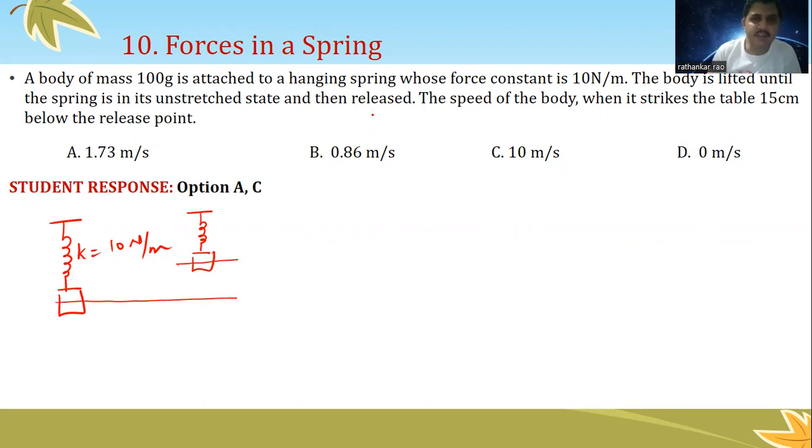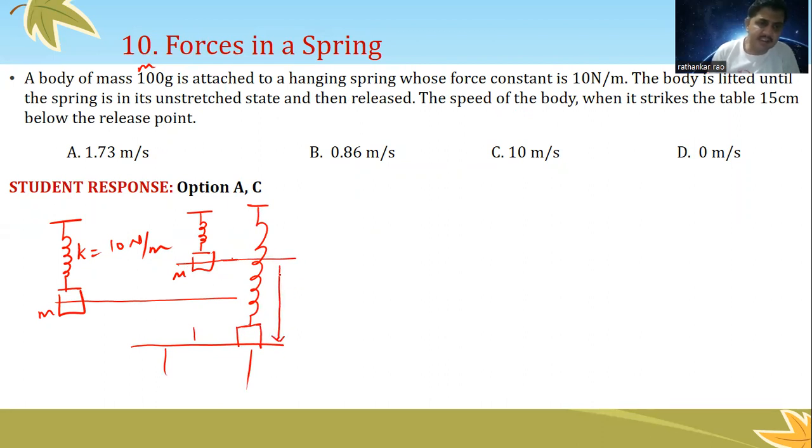Then the body is lifted until the spring is in an unstretched state, and this mass is given to you already. This is your mass, and then it is released. The speed of the body when it strikes the table 15 centimeter below the release point. Let us say the table is here. Now, the moment you release it, this object goes and hits here, which means the new spring diagram is now like this. So the distance between the original and the table, this length, is 15 centimeters. This is also given to you.